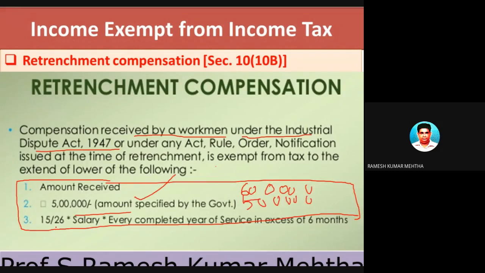Number three, half month salary for every completed year of service in excess of 6 months. For example, he has worked for 29 years and 5 months. We take half month salary for every completed year of service, ignoring the period if it is less than 6 months. If it is more than 6 months, like 6 months and 1 day, it is fully converted to 1 year. So he will get 30 months salary. So 15 into 26 is the half month salary for the purpose of calculating retrenchment compensation, and it is exempted from tax.